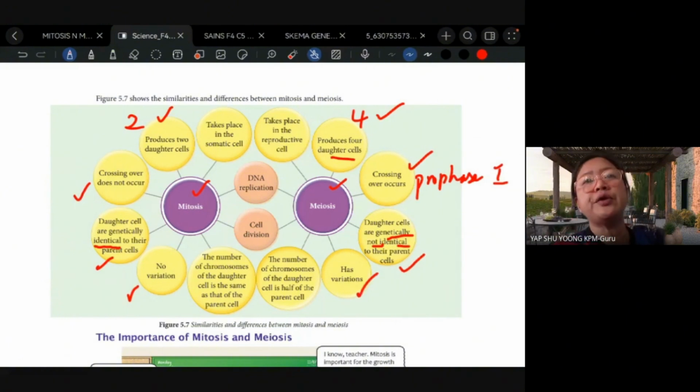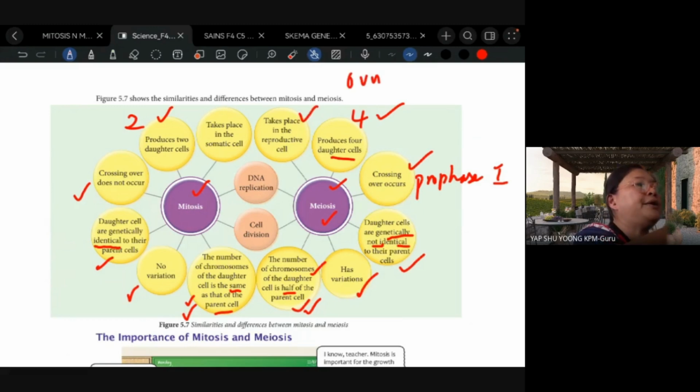Meiosis will cause variation. Okay, the number of chromosomes in the daughter cells of mitosis is the same. If the parent cell has 4 chromosomes, the daughter cell will also have 4 chromosomes. But for meiosis, the chromosomes in the daughter cell are half. Parent cell 4 chromosomes, but the daughter cell only 2 chromosomes. Meiosis takes place in the reproductive cell because they're going to produce the ovum and sperm.